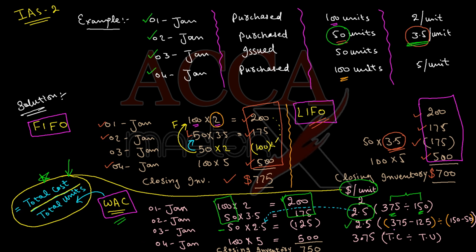On 4th of Jan we will use total cost and divide it by total number of units, and that's how we will get $3.75. And finally, if we net off all of these amounts then we will get the amount of our closing inventory. Now here you can see if we were using the FIFO method our closing inventory was higher. According to the LIFO method our closing inventory was lowest, but if we talk about weighted average cost then our inventory cost was in the middle of both of them.